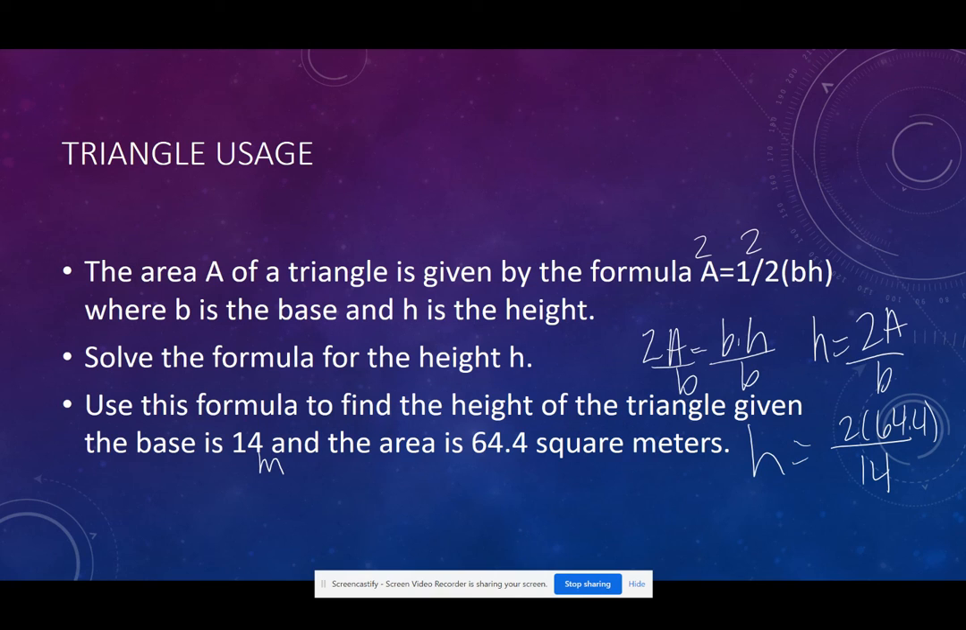So we plug it into our calculator. 2 times 64.4 divided by 14. And I get my height as 9.2 meters. And you must label it. If I wanted to check, I would do 9.2 times 14 divided by 2 gives me 64.4, which is what I wanted.